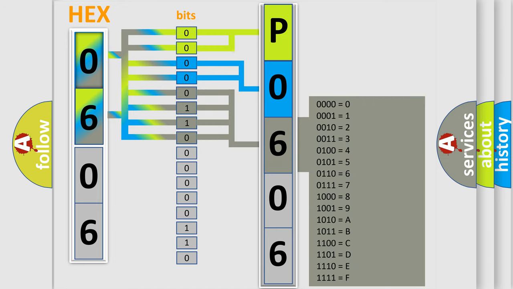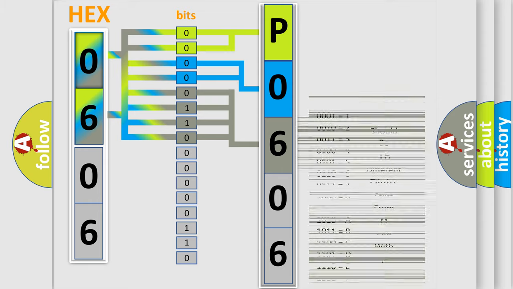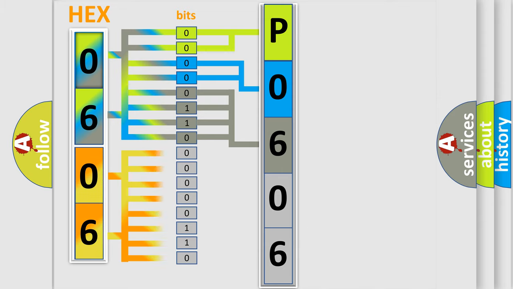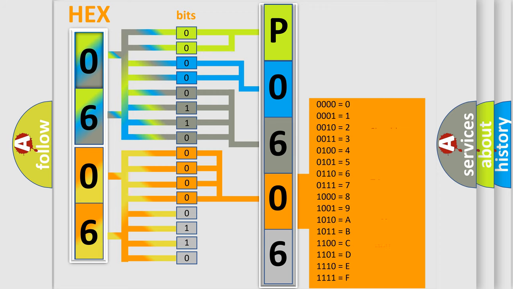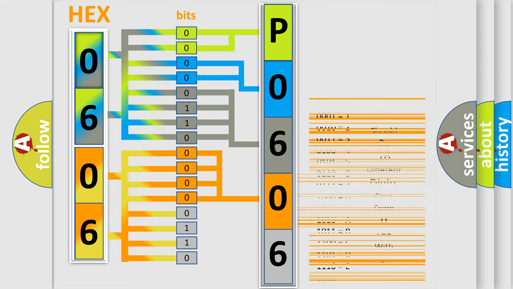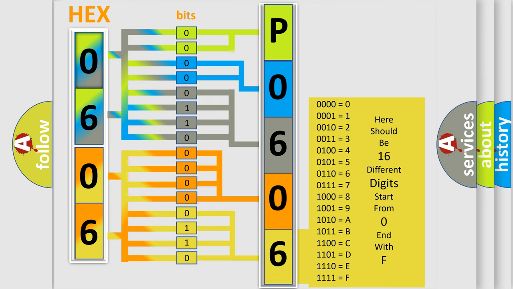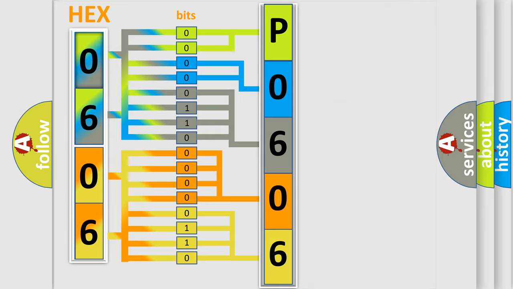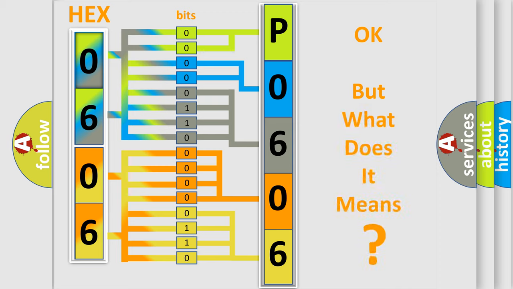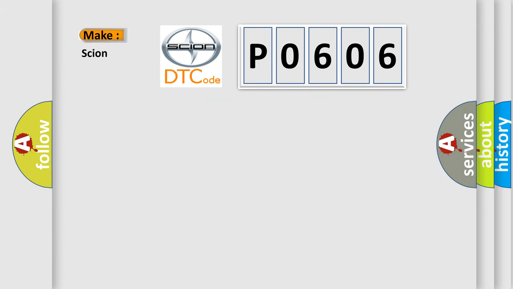The second byte is composed of a combination of 8 bits. The first 4 bits determine the fourth character of the code, and the combination of the last 4 bits defines the fifth character. A single byte conceals 256 possible combinations. We now know in what way the diagnostic tool translates the received information into a more comprehensible format. The number itself does not make sense to us if we cannot assign information about what it actually expresses. So, what does the diagnostic trouble code P0606 specifically mean for Scion?